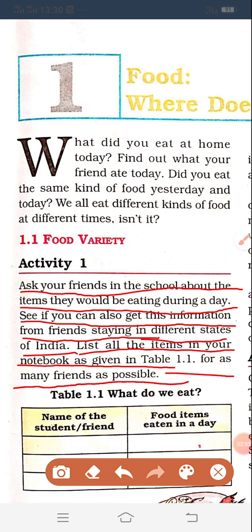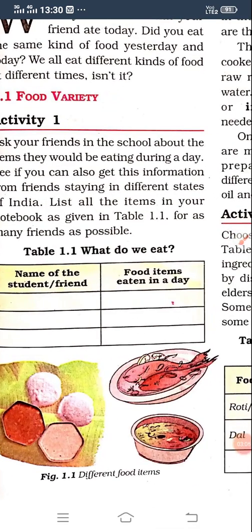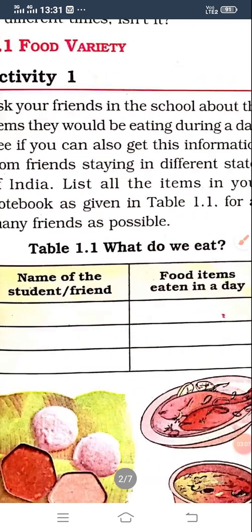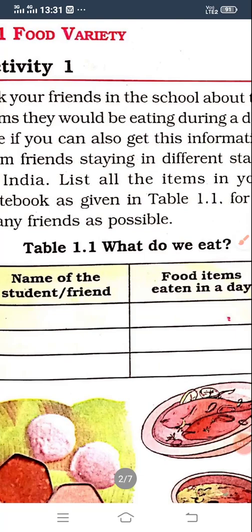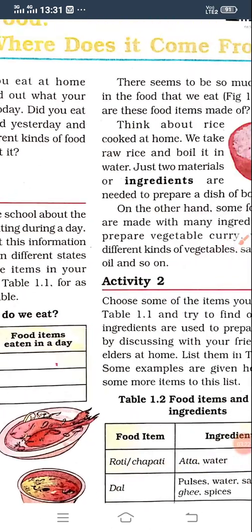Then what do you have to do? Make a list of how many friends you have, then make a list of your friends or your students and write the food items eaten in a day. और food items आपको mention करने हैं एक दिन में उन्होंने क्या क्या food items खाए हैं. So look here, table 1.1, what do we eat? You just have to make this activity number 1 in your notebook and mention the name of your friend or student and the food items eaten in a day. और क्या क्या food item उन्होंने एक दिन में खाए हैं, that you have to mention.